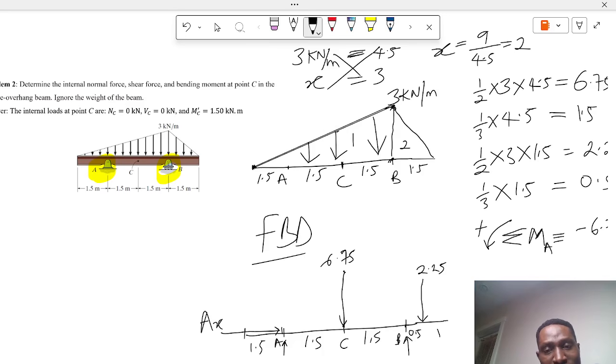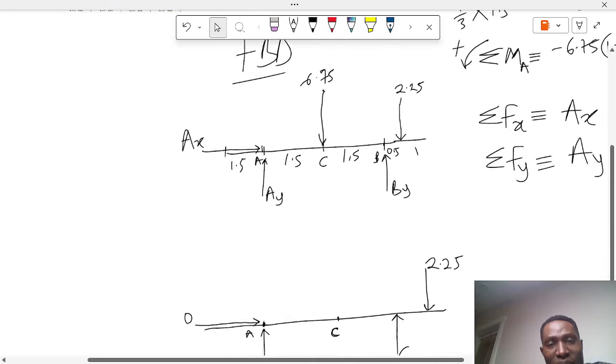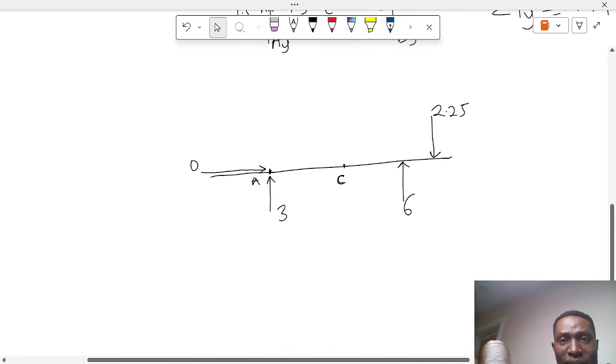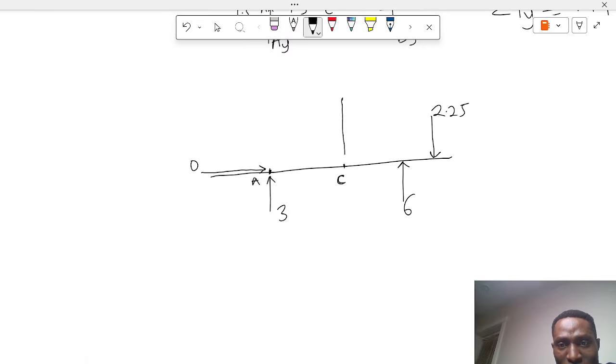So what we are saying is that if I have to cut this diagram at point C to determine the 3 forces there, then I have to resolve this like this. The apex force here is 2 kilonewtons per meter. I got that from interpolation. So here we have 1.5.